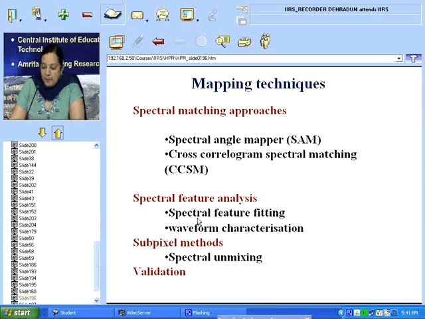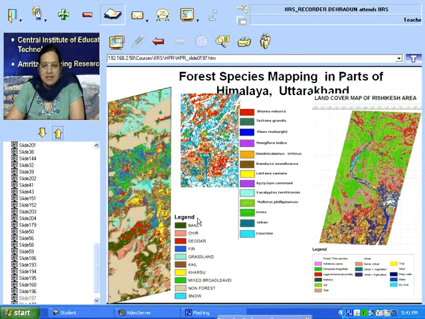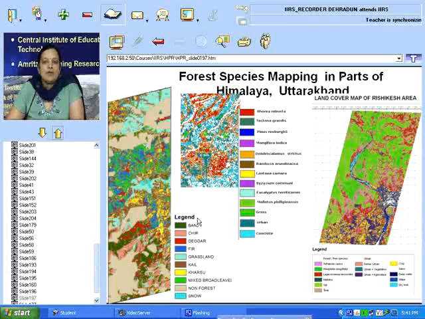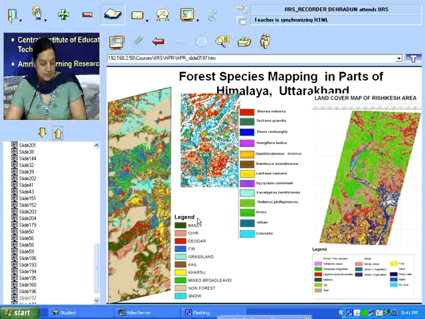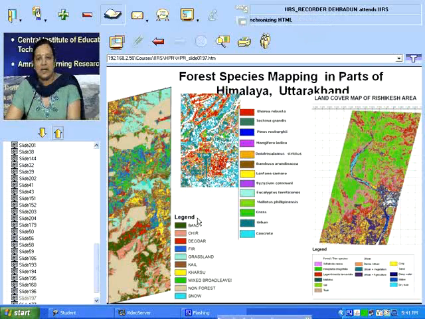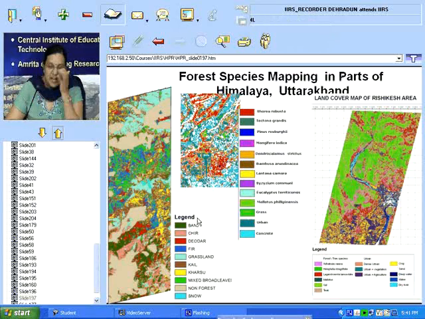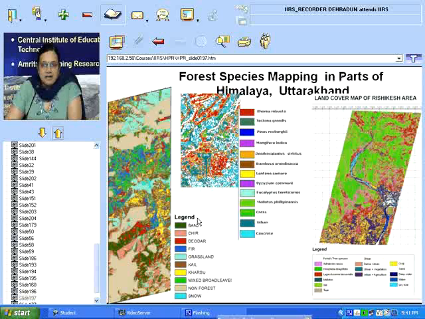So the main approach for hyperspectral data sets is first calibration, atmospheric correction, then creation of a spectral library, and then mapping techniques for information extraction. This is an example of the maps being generated for this area using the hyperspectral Hyperion data sets. You will find the level of detail which you are able to see with hyperspectral sensors, you get a much more detailed classification. We are able to identify different species present in the area, like sal, teak, pinus. So different species are easily identified.